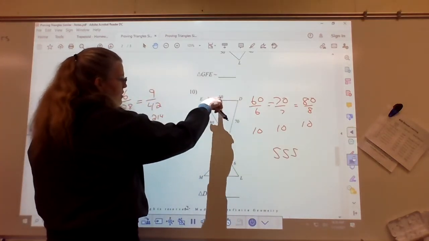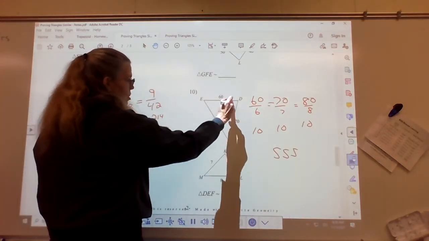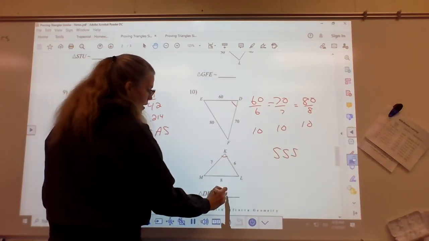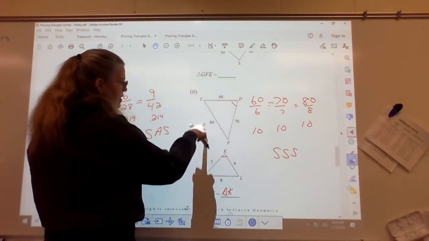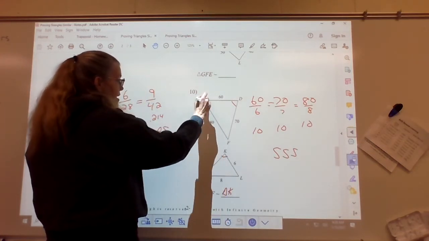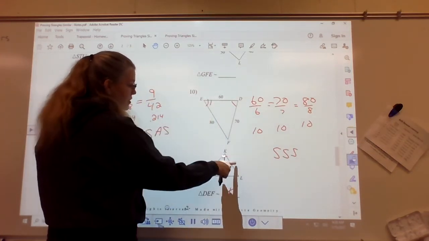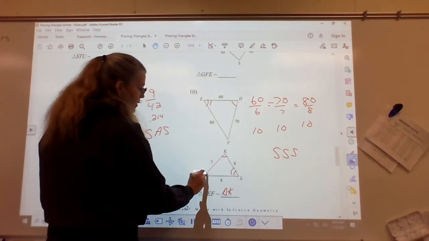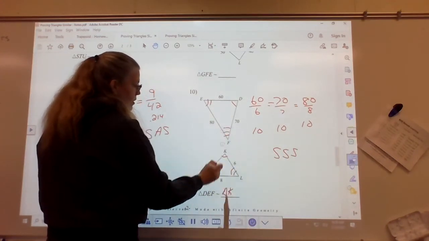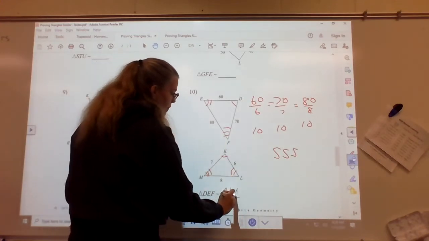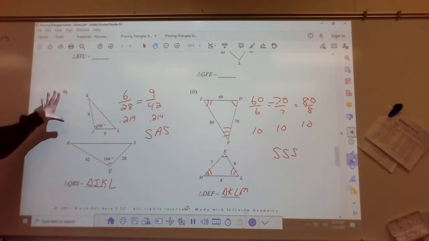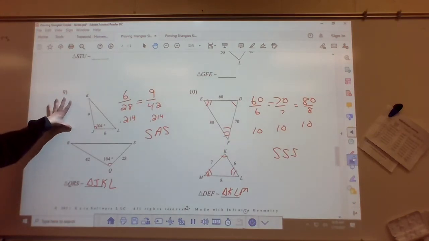D is between the 60 and the 70. So therefore, between the 6 and the 7 is K. E is between the 60 and the 80. So I've got to go between the 6 and the 8, which is L. And then finally M. So KLM. That's my similarity statement. So this is an example of a side, angle, side that works again.